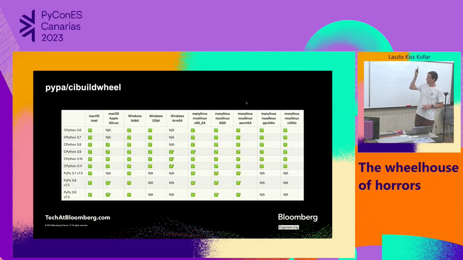There is a nice matrix here of all the supported versions of Linux and distributions and platforms. And yes, Python 3.12 is missing because I forgot to update the slide, but that's also supported here. And you can see it's pretty extensive.